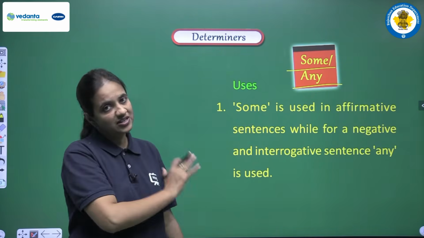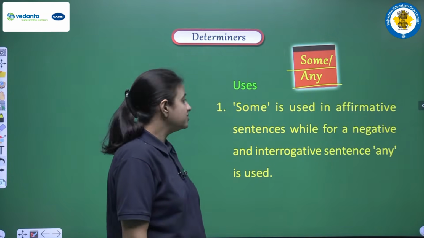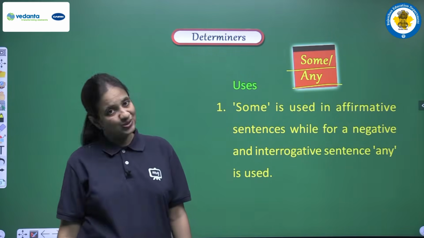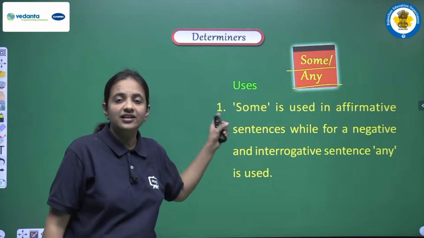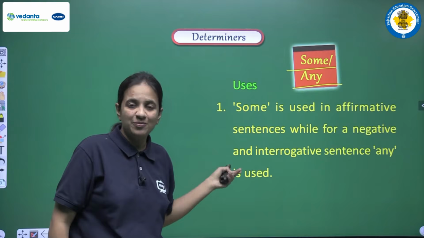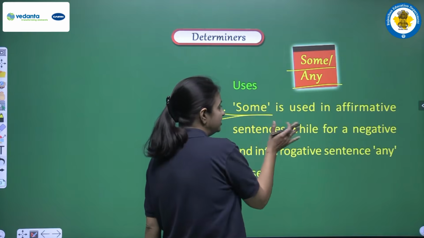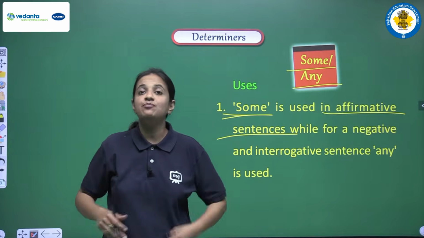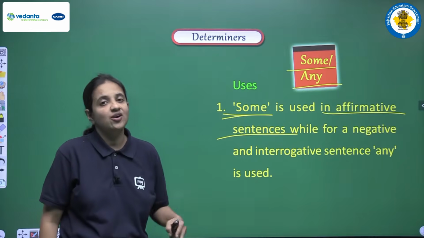So let's see the very first use of some and any. Some is used in affirmative sentences, while for negative and interrogative sentences any is used. So why do we have these two words as a pair? Because we can see that there is a difference in these two words. In the first use we are talking about that difference also. Some is the determiner that is used in an affirmative sentence. Affirmative sentence means positive sentence, right? So if we have a positive sentence, in that sentence we have to use some.